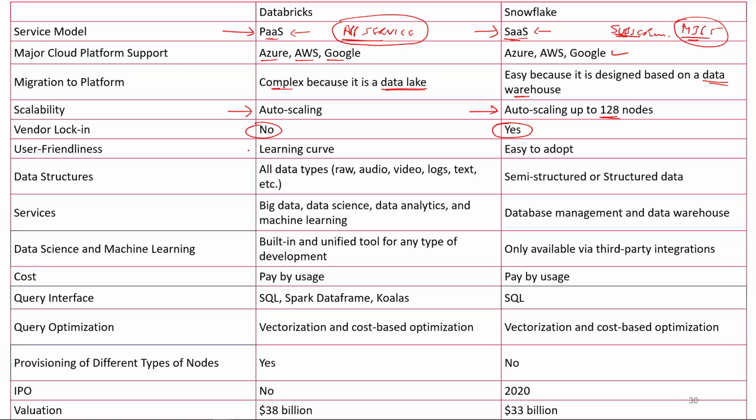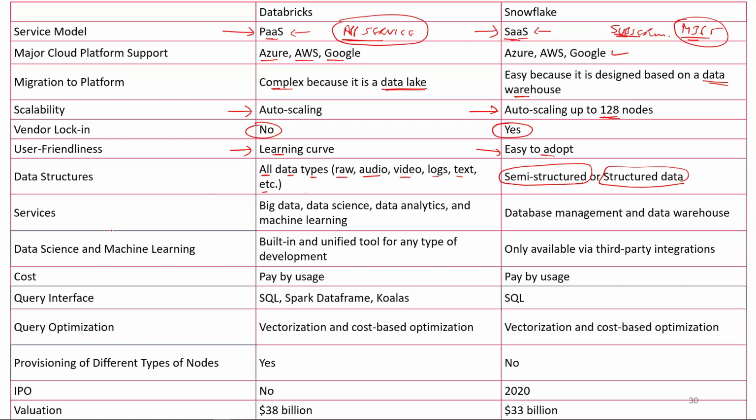User friendliness. Here there is a learning curve, but here it is easy to adopt. As we are learning here, we can have more friendliness here. But this is easy because it's software as a service and you can easily adopt it. Data structures, Databricks supports all data types basically, including raw data, audio, video, logs, text, etc. So everything it supports. Snowflake supports only semi-structured data, meaning JSON, XML, and all those things, and structured data. So unstructured data is not supported on Snowflake.